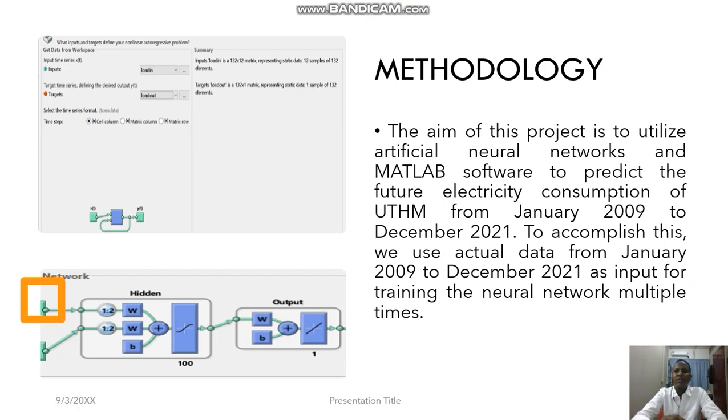The methodology. The fundamental of this process is to utilize an artificial neural network in MATLAB software. We are going to implement it in MATLAB using the UTHM consumption data from 2009 to 2021. First, we are going to use 13 columns for xt and 1 column for yt. The input and the output will be provided to the hidden layer.